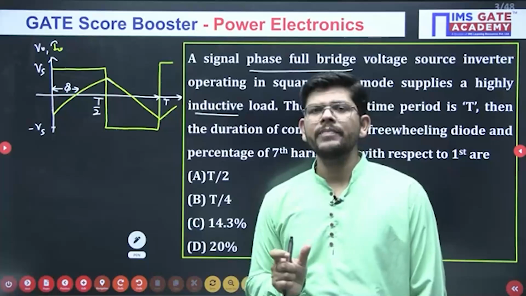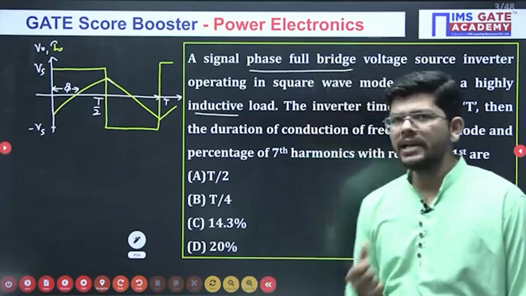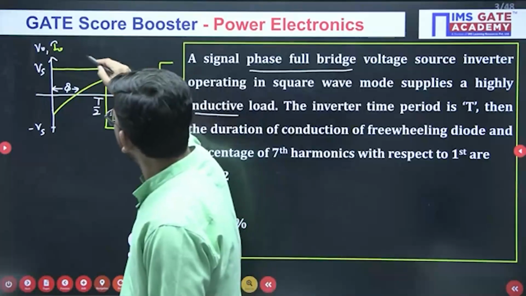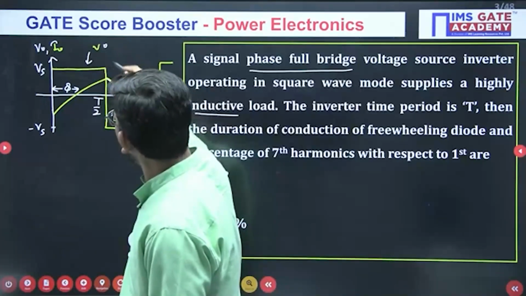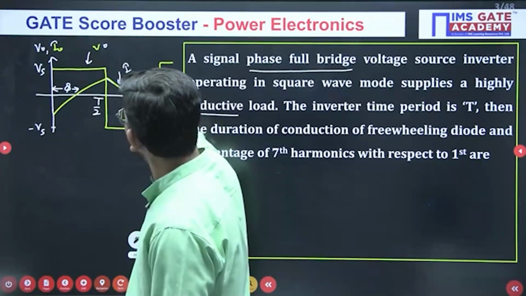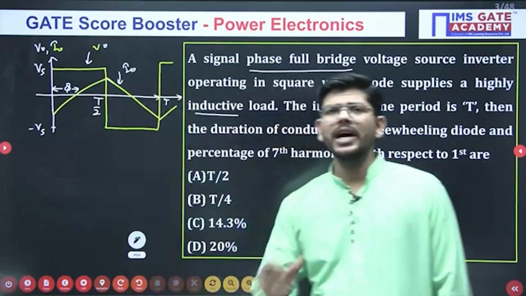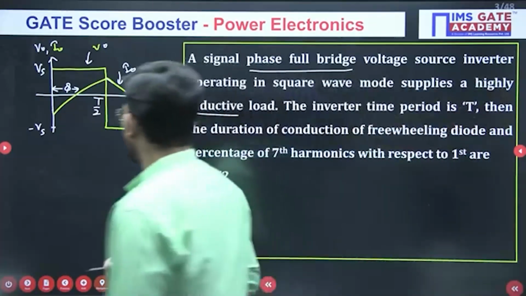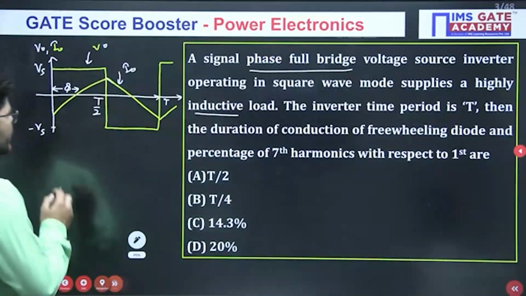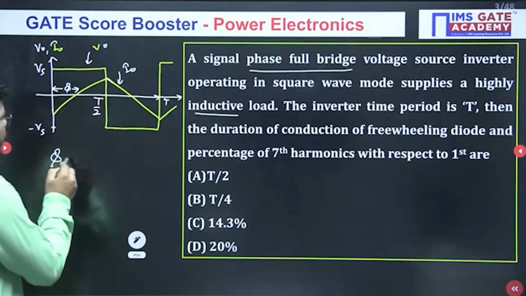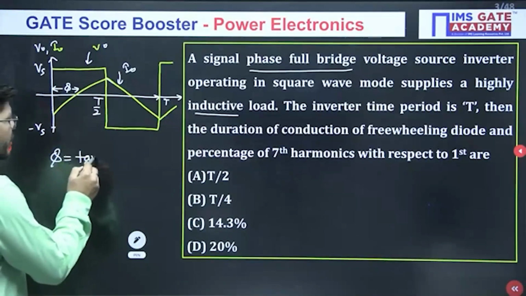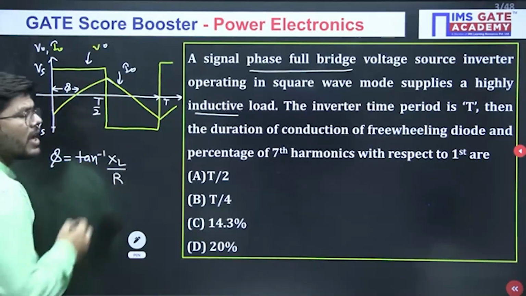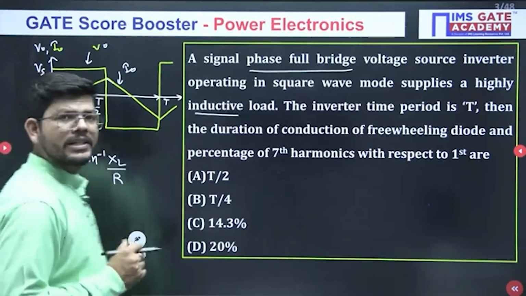For T by 2 duration, we are turning a switch on and turning a switch off as well. Now, if you see, this is our output voltage and this is the output current. The output current is lagging the output voltage by an angle phi, isn't it? So, how will you calculate this angle phi? This angle phi will be tan inverse XL over R because inductance is dominating.